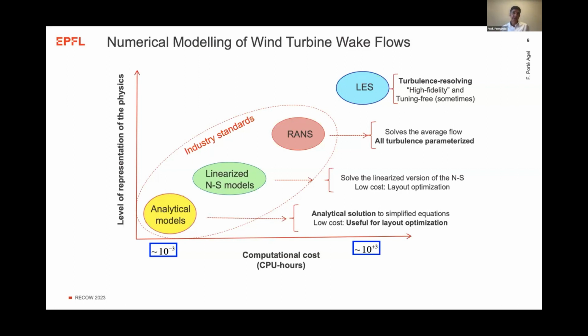But the main advantage is, again, that they can provide very fast predictions. Basically, in a matter of a second or a few seconds, you can have a prediction of, for example, the power output in the wind farm I showed you before for a given, let's say, wind direction.